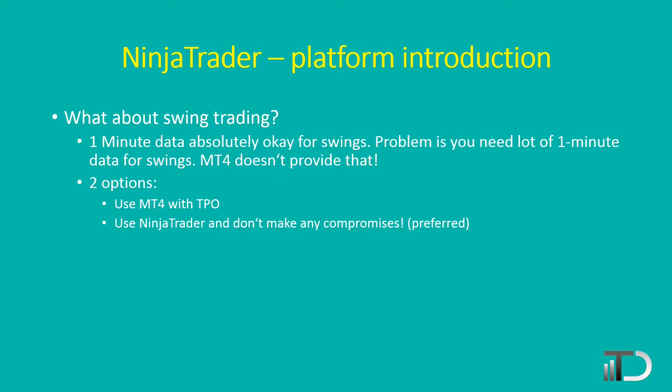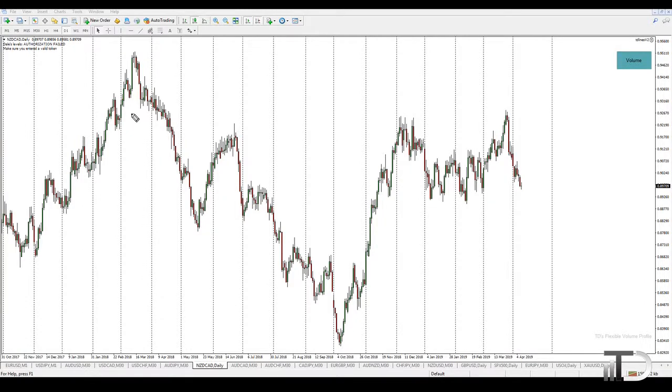So let me now show you how it would look on MetaTrader. So this is the MT4 platform again, the New Zealand dollar, Canadian dollar. This time it is the daily chart. I use the daily candles for my swing trading analysis. It is the preferred time frame for my swing trading. So let me show you how the profile looks when I apply it to the daily chart. If I use it only for this recent period, then it looks pretty much alright, because the 1 minute data is there.